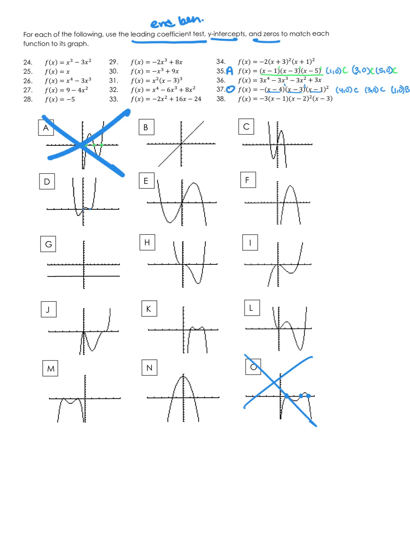38 also looks pretty nice. It has some clear zeros. So here we'll have a 0 at 1, 0, 2, 0, and 3, 0. This will be a cross, this will be a bounce, and this will be a cross. So now we're bouncing at 2. So looking around in my graphs, looking for a bounce at 2. This one has a bounce at 2, okay. And we're crossing at 1 and 3, so I think this is it, because we're crossing at 1 and 3, and I don't see any other ones that cross at 1 and 3. So K will be this one.